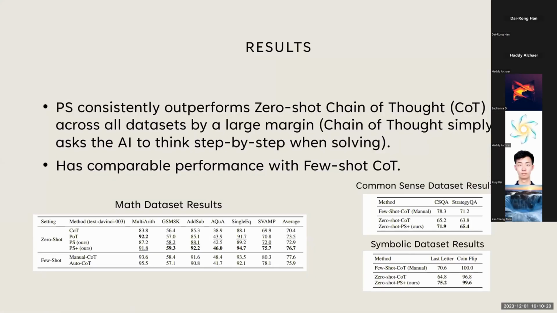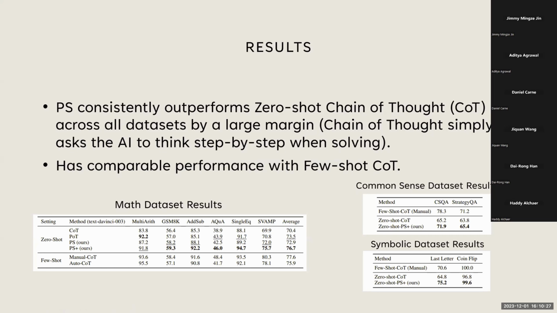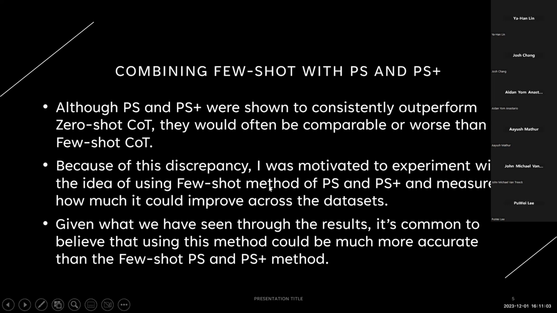For the results, they did the plan and solve prompting across three different types of data sets. There are common sense data sets, math data sets, and symbolic data sets. They compared their plan and solve to chain of thought prompting, which is a widely reviewed prompt engineering technique that asks the large language model to create a chain of thought. As you can see, plan and solve, in this zero shot output where you're not giving examples, outperforms chain of thought in almost every single instance, but it has comparable or worse performance when compared with few shot chain of thought. So this is the motivation for my project and my implementation.